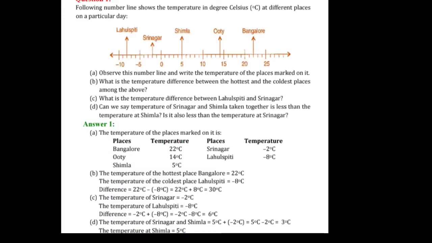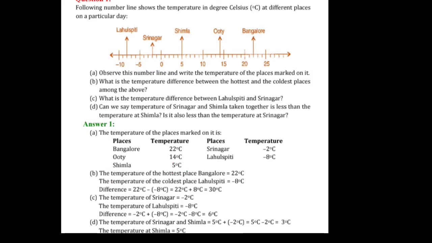Now next Kochi, and the temperature of this city is, see, on the number line it's the previous of 15, that means 14. So the temperature of the city is 14 degrees Celsius. Afterward Shimla, and it's already given that it is at 5. So the temperature of Shimla is 5 degrees Celsius.